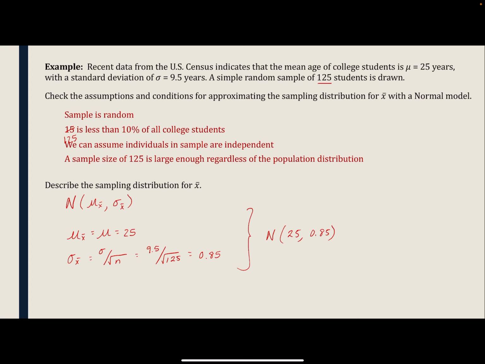Notice how different the standard deviation of the sampling distribution is compared to the population distribution. Right? The standard deviation of the population is going to be large, 9.5, that's big. But the standard deviation of our sampling distribution is less than 1, 0.85.